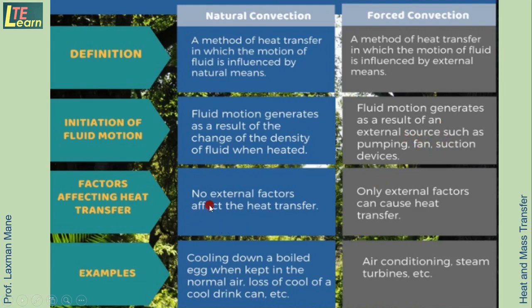In natural convection, no external factors affect the heat transfer, while external factors can cause heat transfer in case of forced convection. Examples of natural convection are given: cooling down a boiled egg when kept in the normal air, loss of cool of a cold drink can, etc. Examples of forced convection are air conditioning, steam turbines, etc.